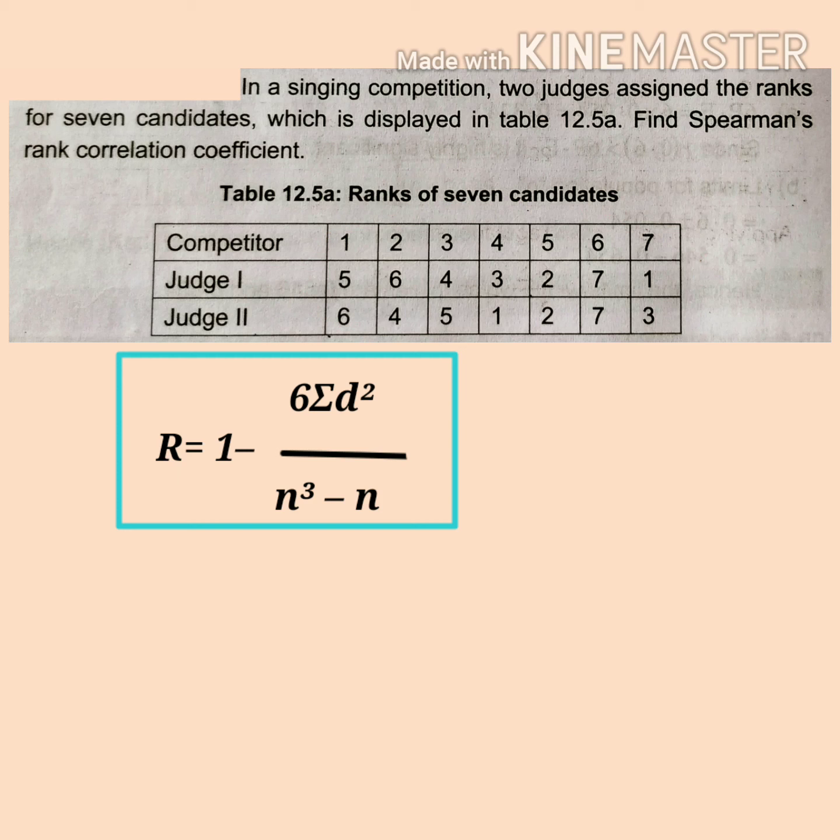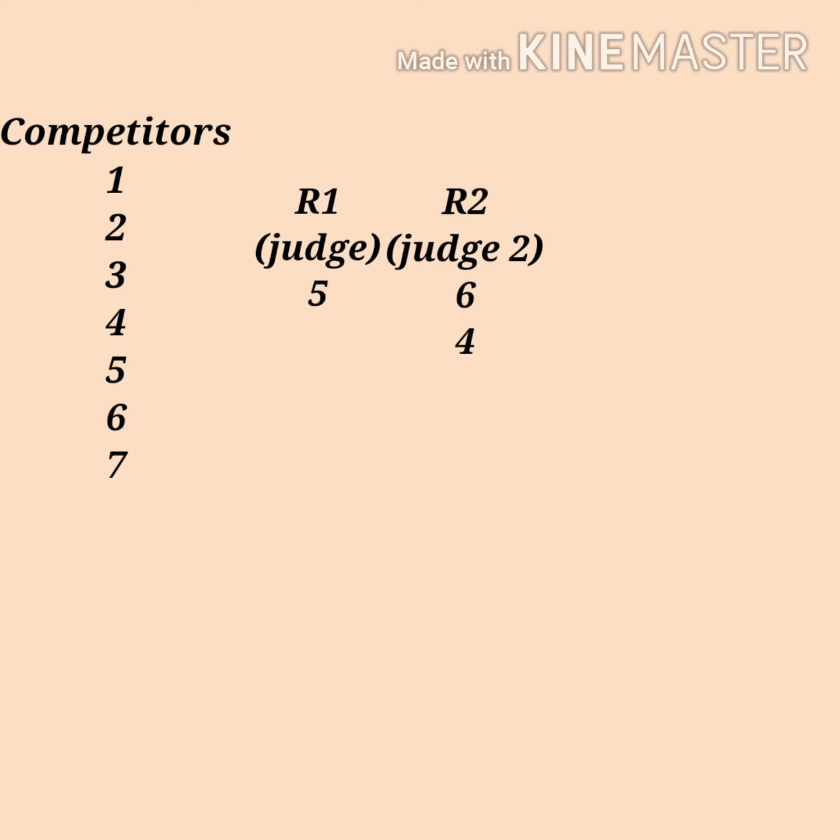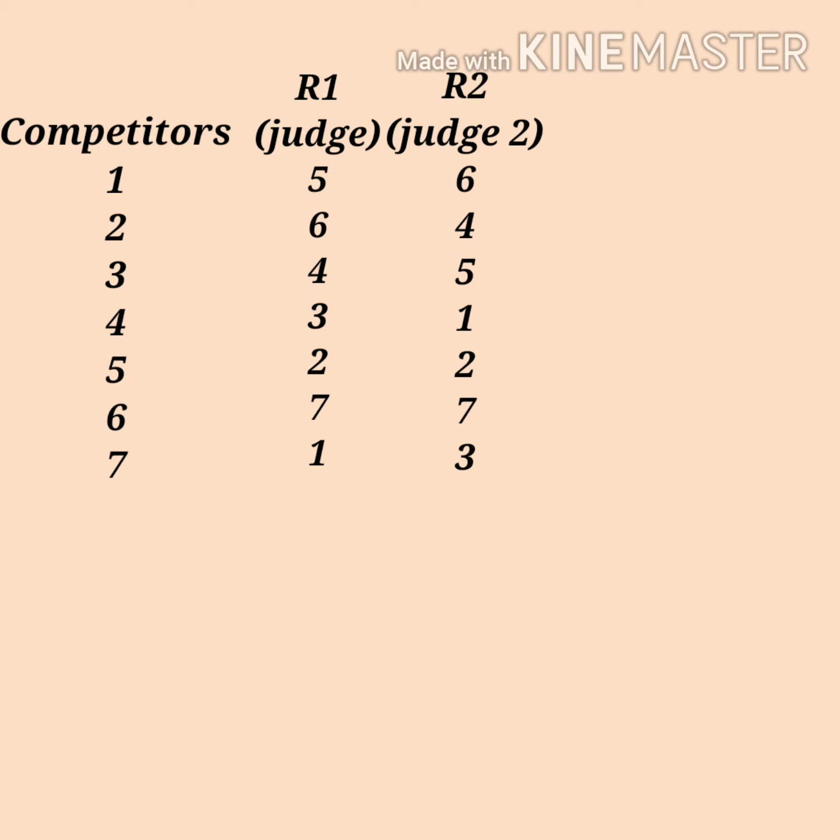Here d represents the difference of the ranks of an individual in the two characters, that is the number given by judge 1 and the number given by judge 2. So in order to find d, we will have to make some columns. In the first column we write down the competitors 1, 2, 3, 4, 5, 6, 7, and the next two columns R1 and R2 represent the ranks given by judge 1 and judge 2 respectively.